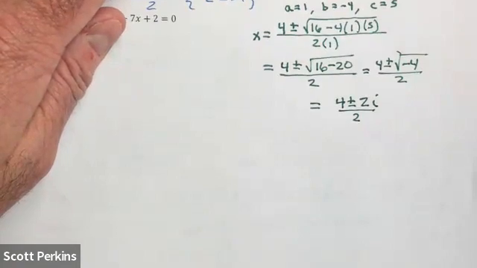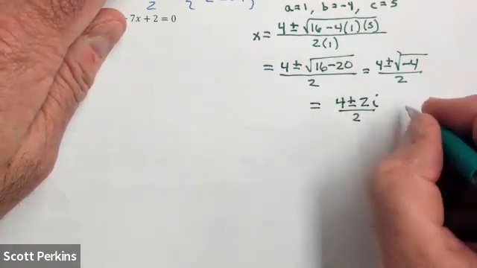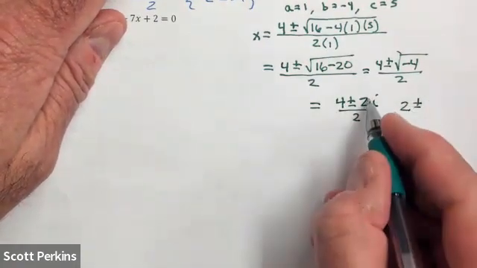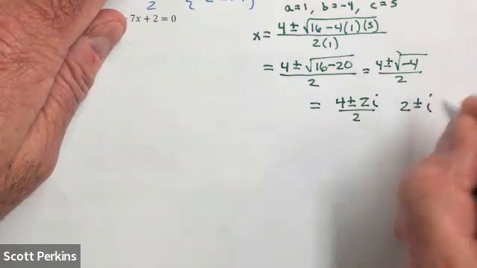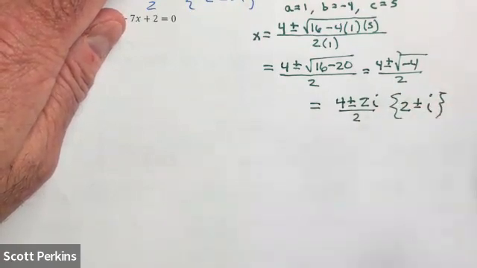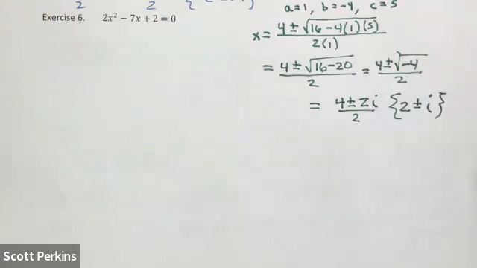And now I'll reduce those fractions. 4 divided by 2, that is 2. And then 2 over 2 is 1i, or just i. And there's my two complex answers to that original quadratic equation.